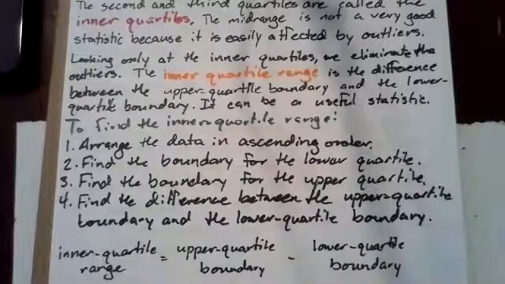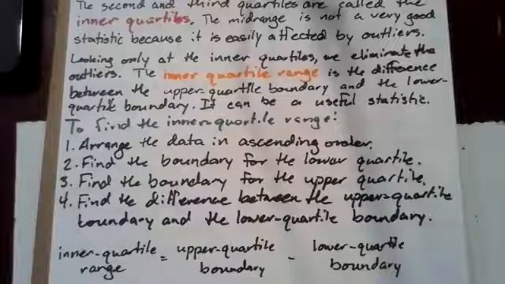The second and third quartiles are called the inner quartiles. The mid-range is not a very good statistic because it is easily affected by outliers. Looking only at the inner quartiles, we eliminate the outliers. The inner quartile range is the difference between the upper quartile boundary and the lower quartile boundary. It can be a useful statistic.